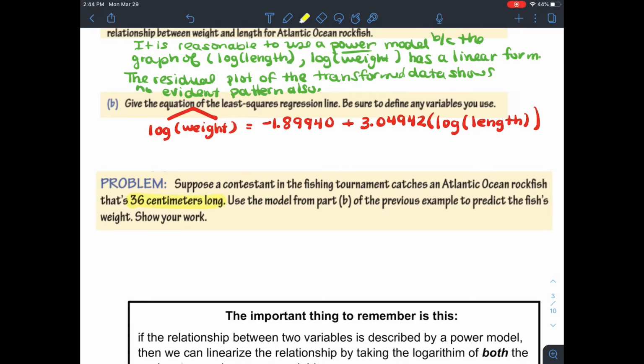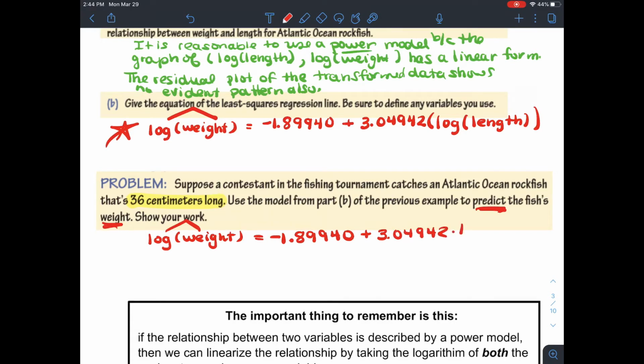We're going to measure the length of that rockfish, and it's 36 centimeters long. We want to use this model right here that we discovered in part B to make a prediction about what we think that fish's weight would be. Okay, so we know how long it is. So I'm going to be substituting into our formula here 36 centimeters for the length. Okay, this will be log 36.